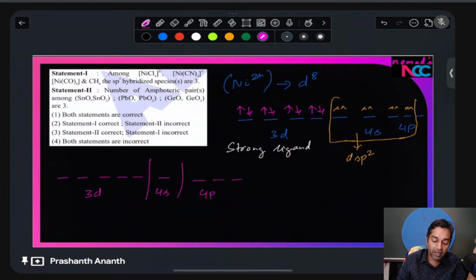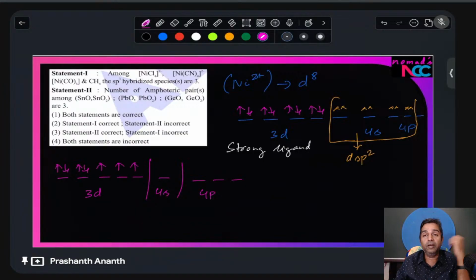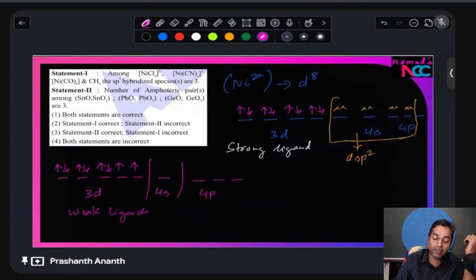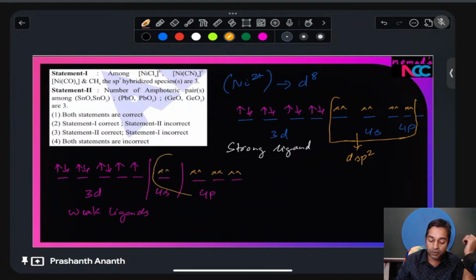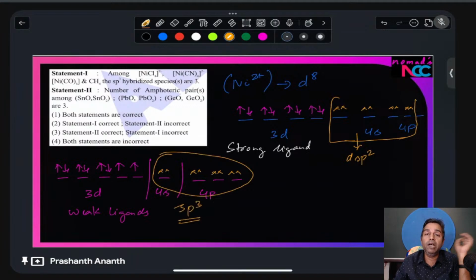So they will remain as they are, meaning we will end up having them in this fashion. As of now, 7 electrons are put, so 8 electrons. If weak ligands are present over there, you will have no options. The ligand's electrons will go over here, and we'll end up having an sp3 configuration fully. So this will be an sp3 configuration in the presence of a weak ligand.